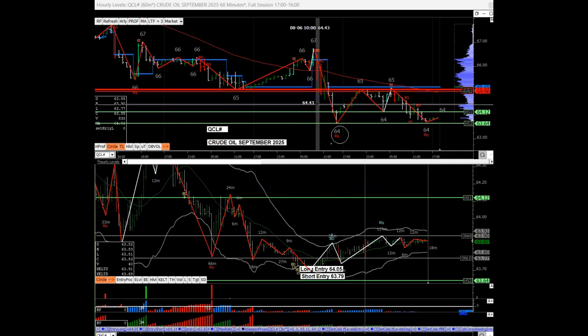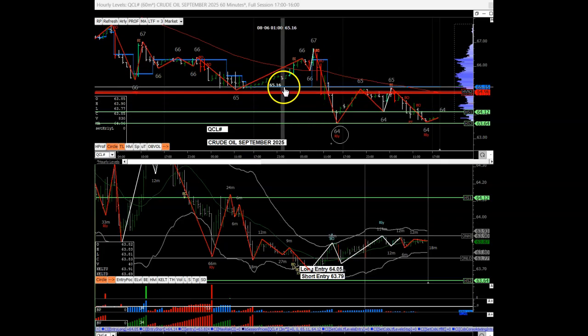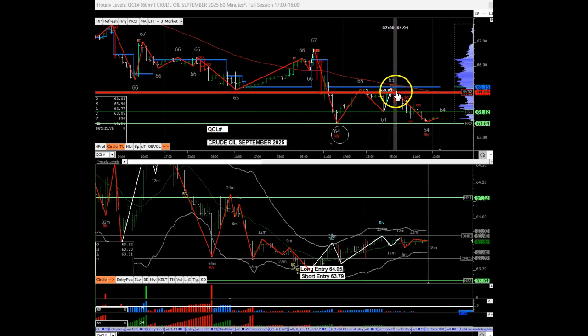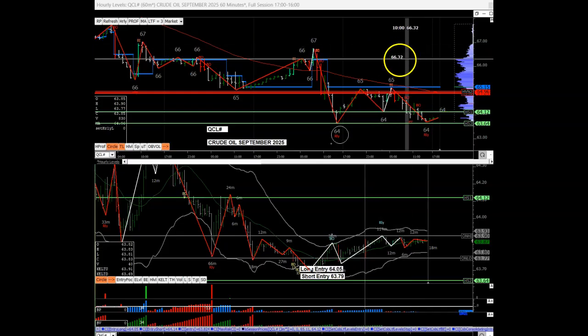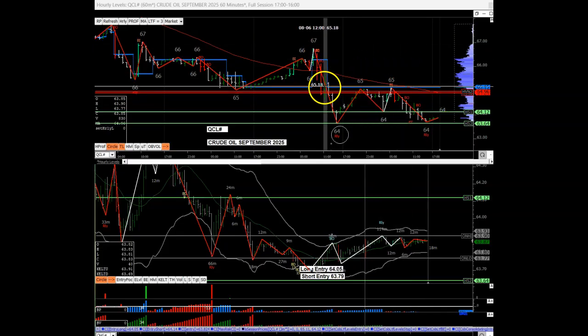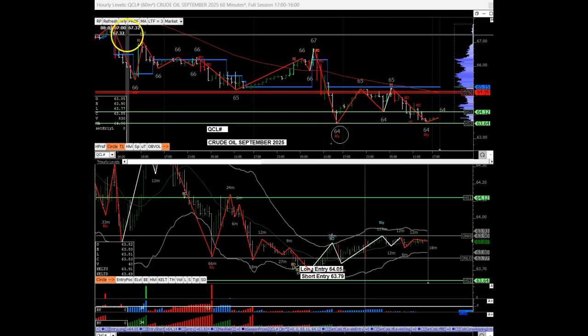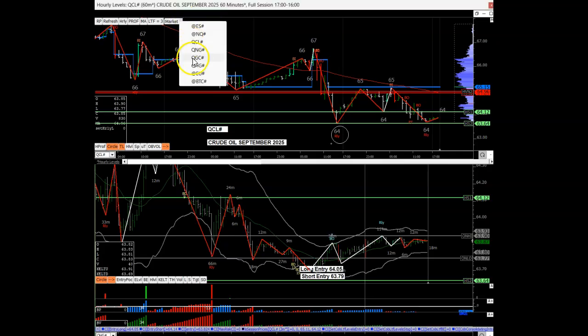Sometimes they don't. So that level right here is what got respected. Tap and reverse. Bingo. So these were the 2 levels. One here, one there. And this is the one that got respected. Right? Give more examples. Go to gold.